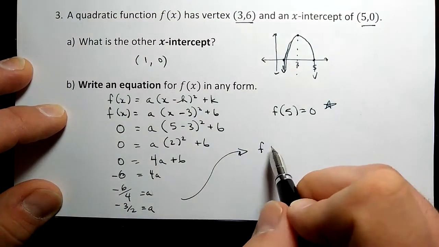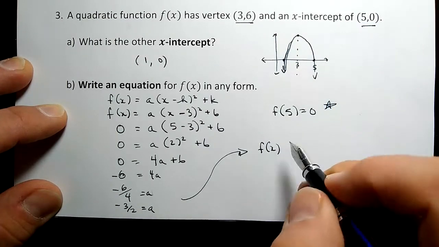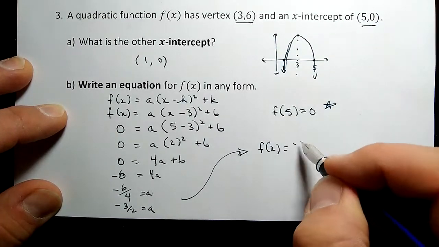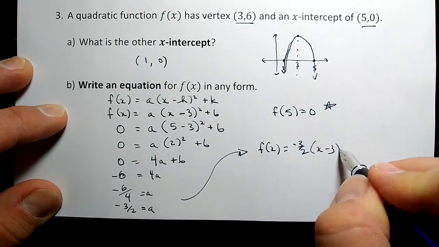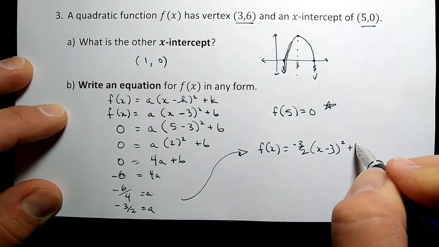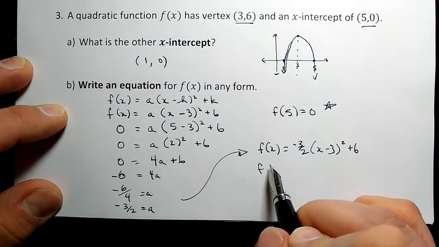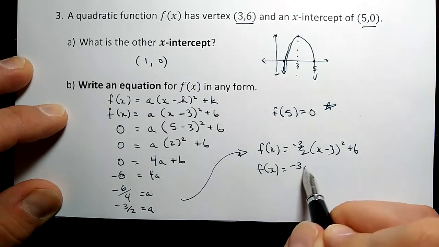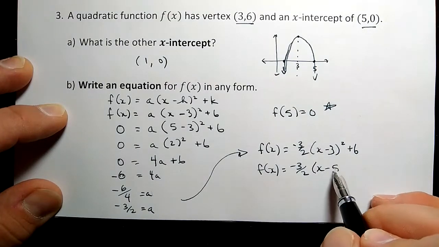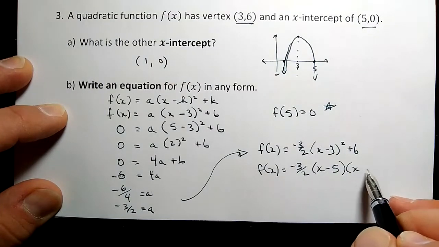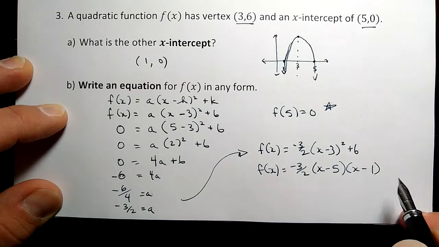So we can now write the complete function in vertex form first. There's -3/2 for a, x minus 3 squared plus 6, or in factored form, we use the same a value, because that describes the shape of the parabola, and I can use x minus 5 from the one root and x minus 1 from the other root.